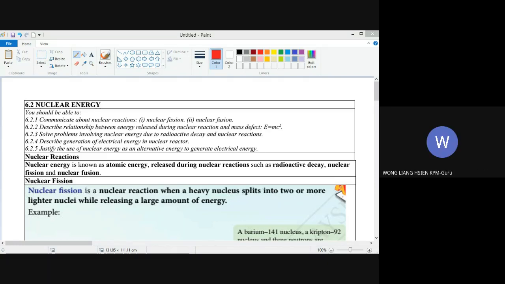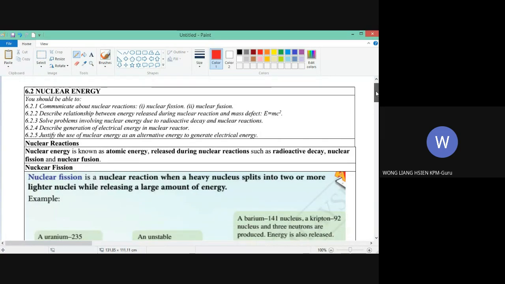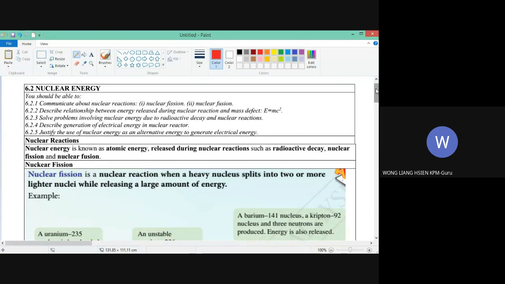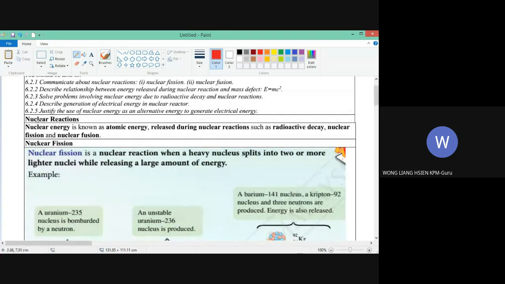Okay, so topic 6.2, nuclear energy. In topic 6.2, nuclear energy, the first thing that we need to learn is about nuclear reaction. So what does it mean by nuclear reaction?